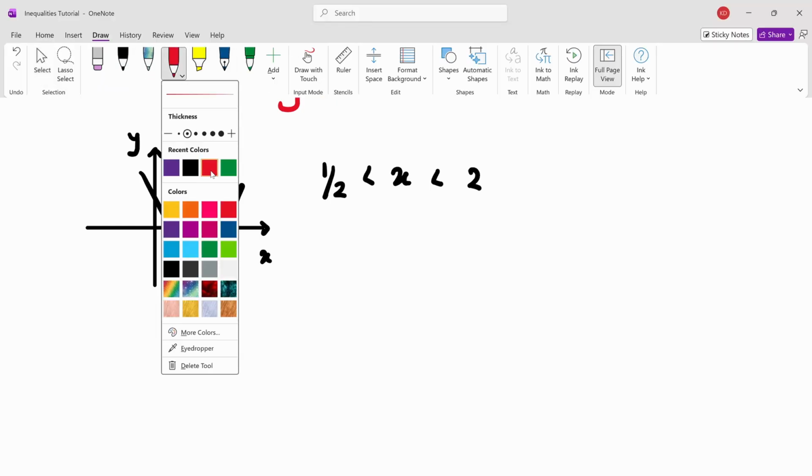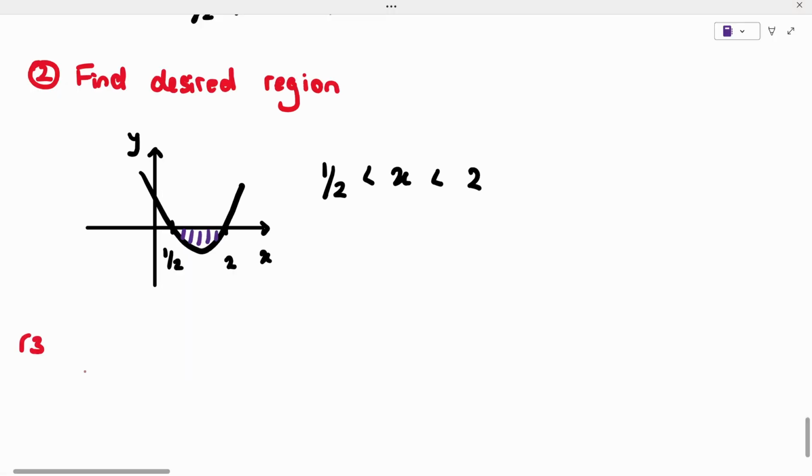Nice. So what's the last step? Step 3. Write our solution interval.